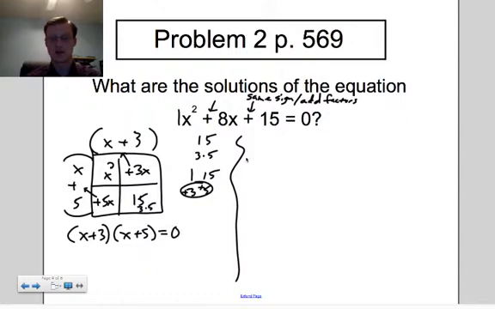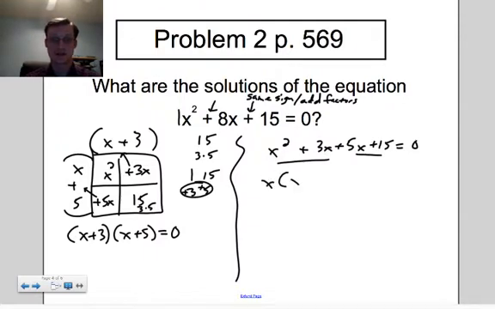= 0. Now if you wanted to do the grouping method, you would have the same basic idea, x squared + 3x + 5x + 15, except you would just group them, the first two and the last two, and find what the GCF is of each. So the GCF, what's the common factor, of x squared and 3x is x. Divide: x squared divided by x is x. 3x divided by x is 3.